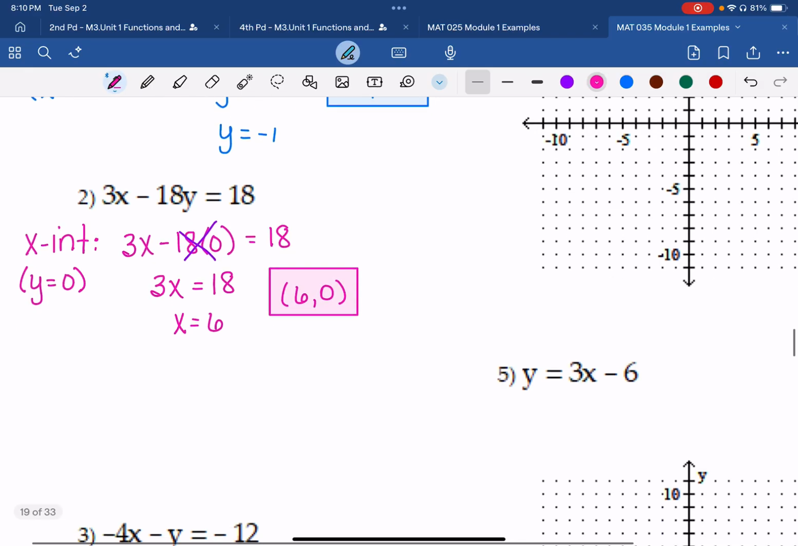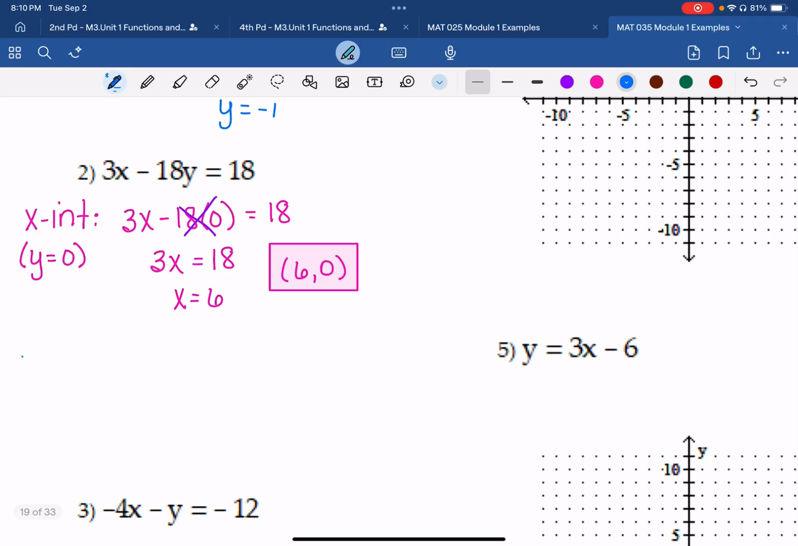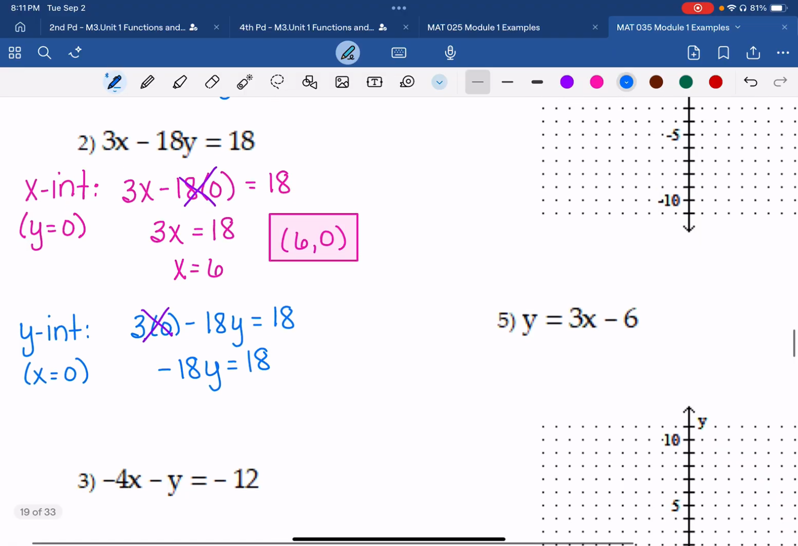Okay. And then if we do the same thing for the y-intercept, that means our x is 0. So 3 times 0 minus 18y equals 18. Again, 3 times 0 is just going to be 0. Be careful with your signs, so don't forget to bring down that negative. So negative 18y equals 18. Divide by negative 18, and y is equal to negative 1. Our x value is 0. Our y value is negative 1, and that would be our ordered pair.